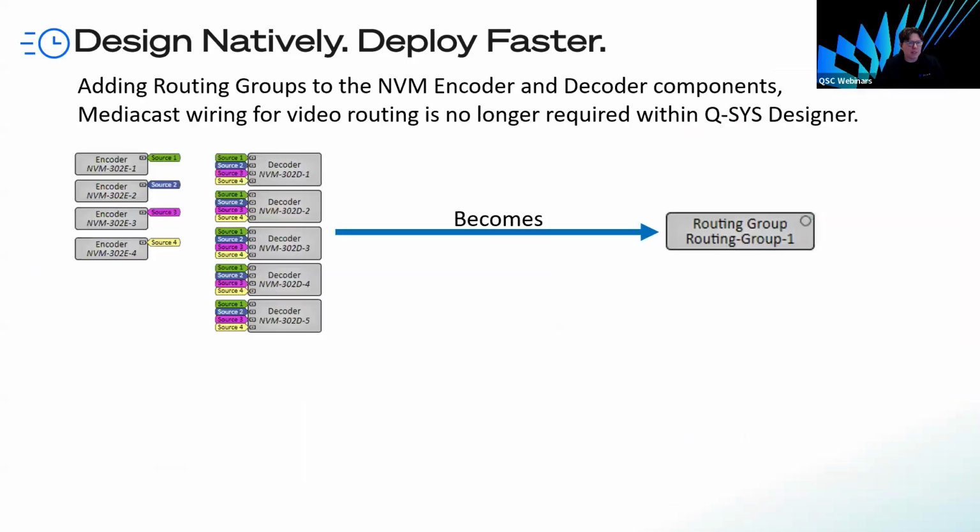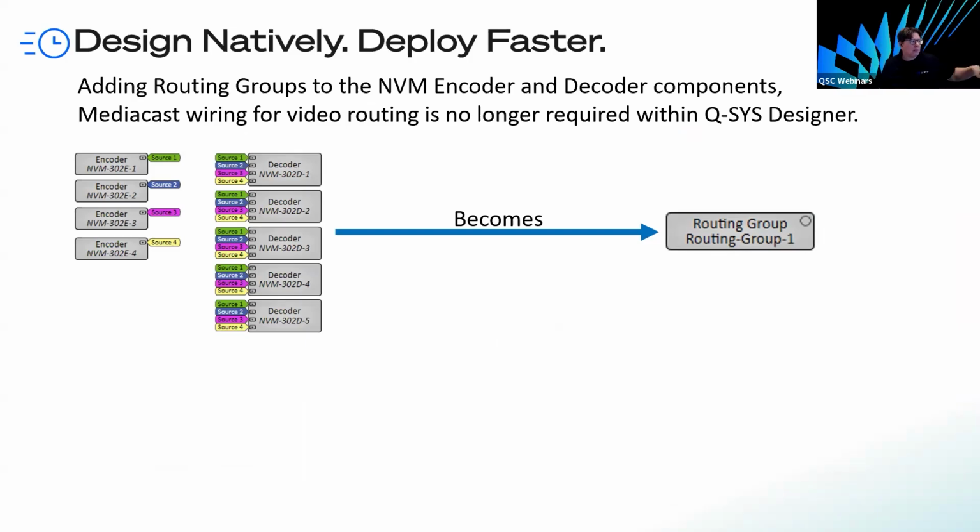Okay, so then let's talk about our routing groups. So you can see that I've got 4 encoders in this example here, and I've got 5 decoders. And basically, every one of those decoders needs every one of the sources in order to be able to display them.